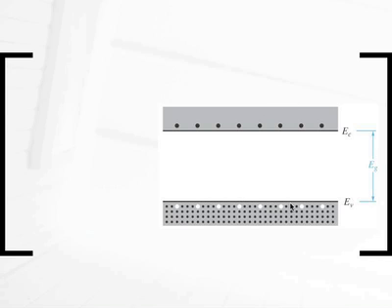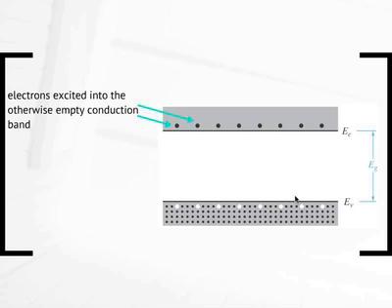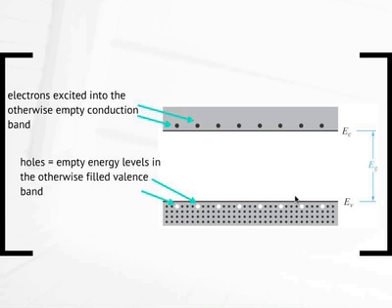Okay? Here, the opposite happens. There are lots of electrons and few energy levels. But those few energy levels are enough for some of these electrons to move into. Okay? These, of course, are electrons excited into the otherwise empty conduction band. And these are referred to as holes, which is an absence of electron. Okay? Empty energy levels in an otherwise filled valence band.